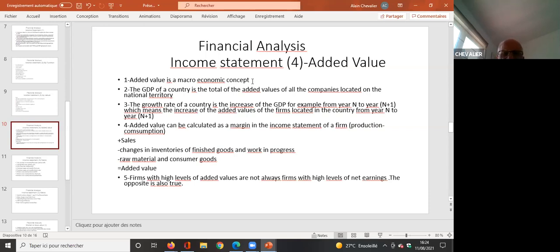And that's the usefulness of the added value, and it can be integrated easily, in fact, in the income statement, at least in the European presentation. It's a bit more difficult in the US-based presentations.